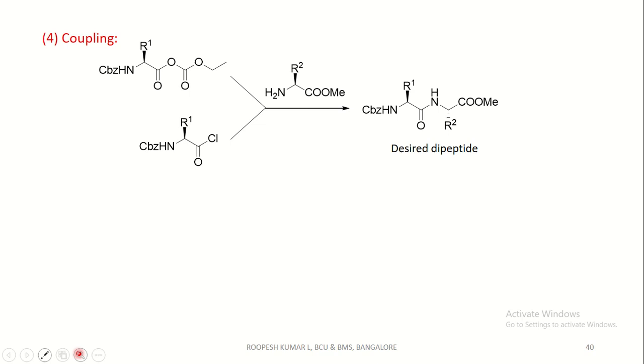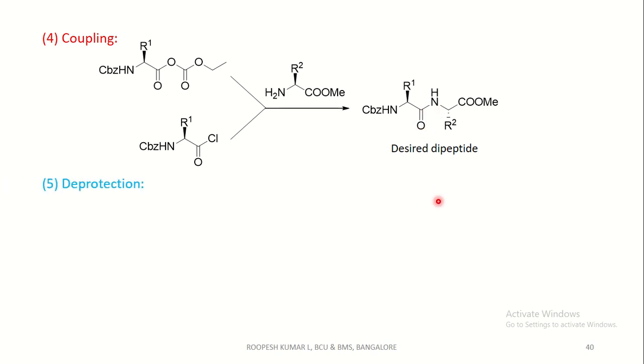The compound obtained from the mixed anhydride method or the acid chloride method, any method you can choose, is treated with a methyl ester, that is a C-protected ester, to give the desired peptide. This is a dipeptide, that is two amino acids joined by a peptide bond.